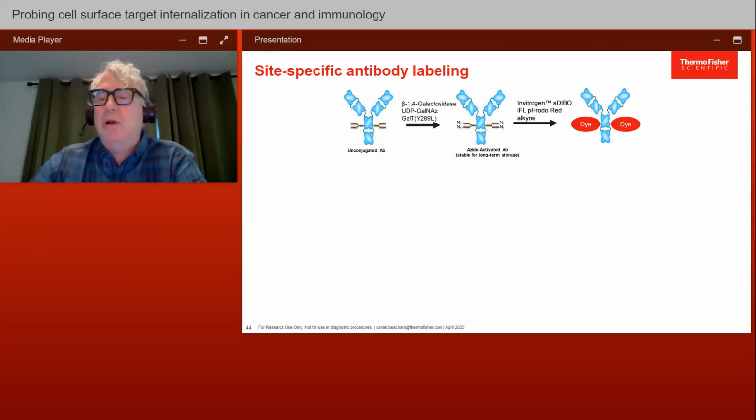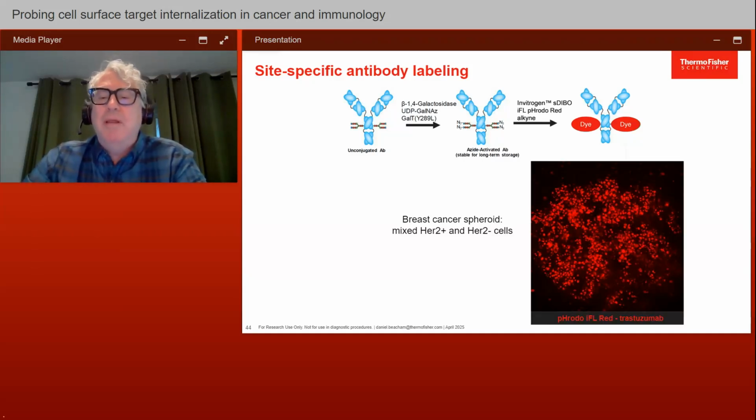This is a targeted method for attaching dyes or payloads to antibodies, and it again leverages the presence of a pair of galactoside sugar residues on the heavy chains that can be modified by galactosidase to contain azides, very small reactive moieties that can then be conjugated to our alkyne or S-dibo fluorophores and have controlled degree of label and specific labeling. And so, I mentioned spheroids earlier.